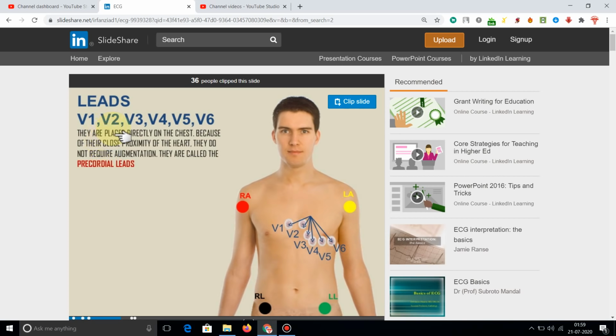Leads V1, V2, V3, V4, V5, V6 are placed directly on the chest because of their close proximity to the heart. They do not require augmentation. They are called the precordial leads.